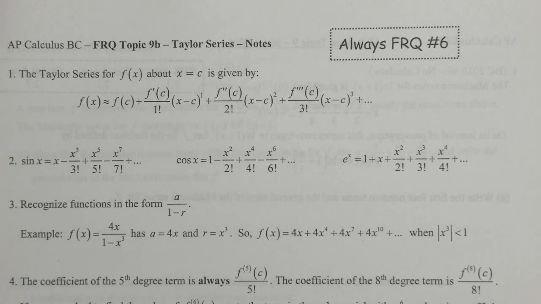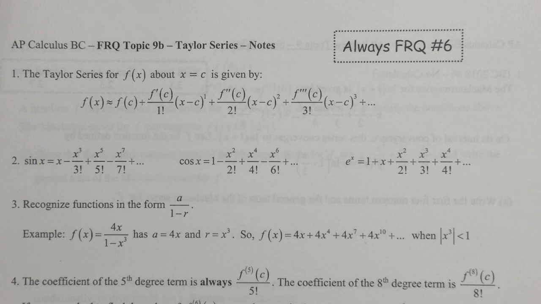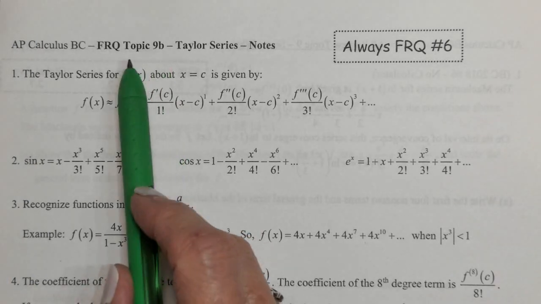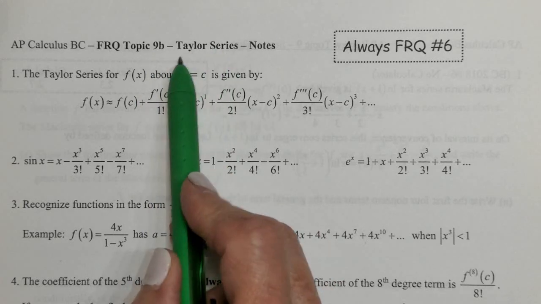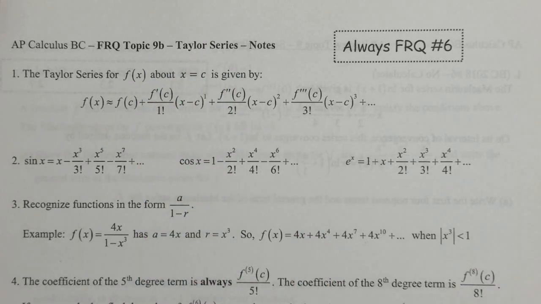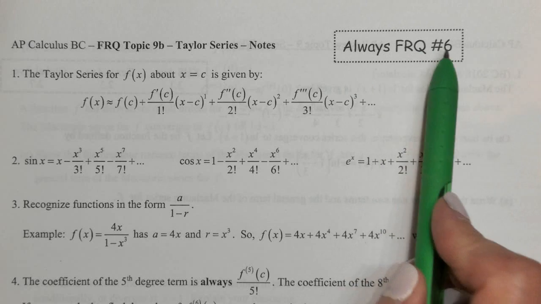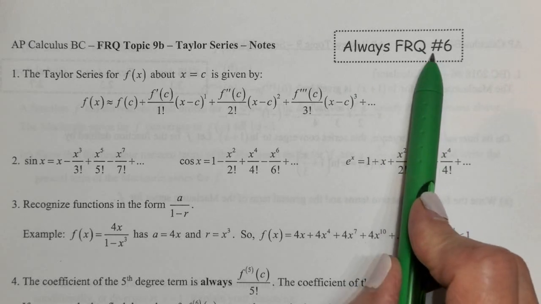Okay, today we are going to take a look at the second series topic, which is 9b, Taylor series. Taylor series, Maclaurin series. Let's take a look at these. Always FRQ number 6. It's always the series question.